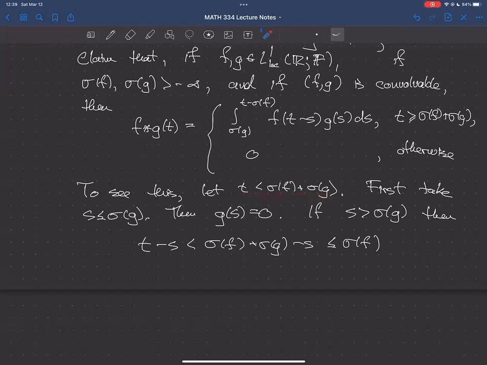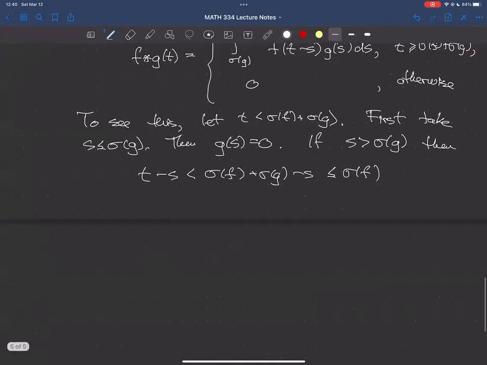All right, and so then what I need to do is ensure that for t's greater than this, my integral takes place over these limits. It's the upper limit here that I have to worry about, because the lower limit is obvious: for s less than sigma g, as we've already seen, that's equal to 0. So what we're going to see is that when t is greater than this, the upper limit can be taken to be that.